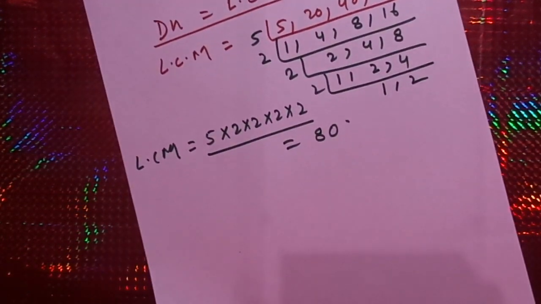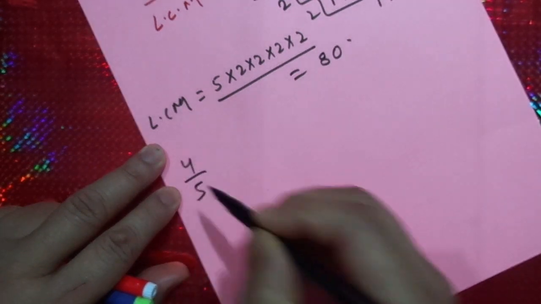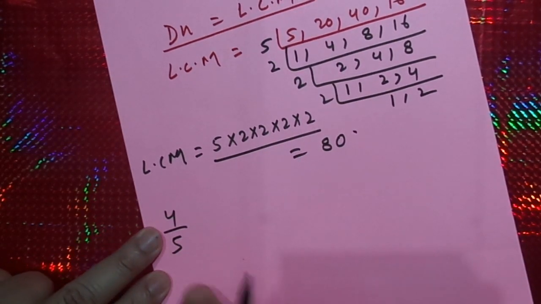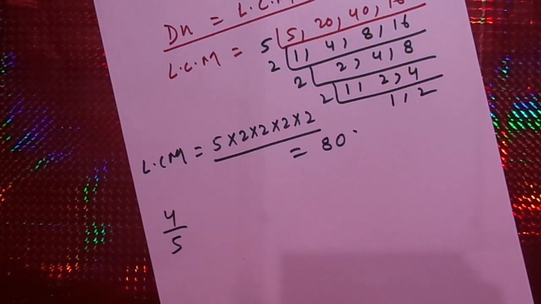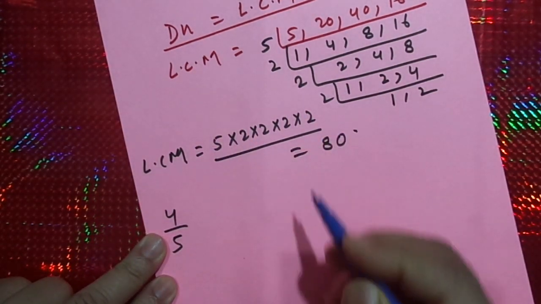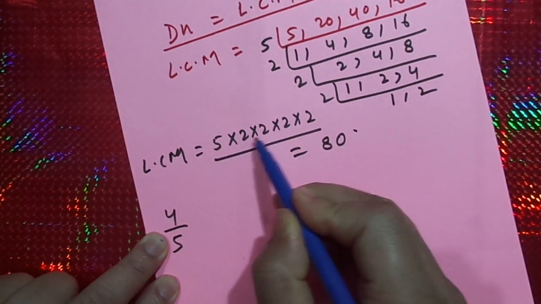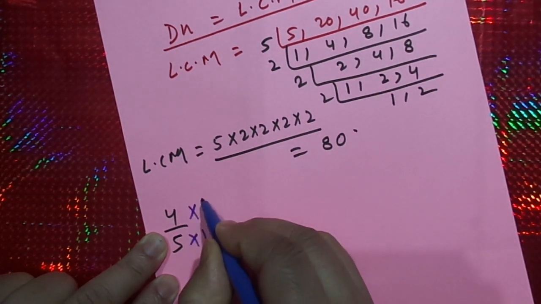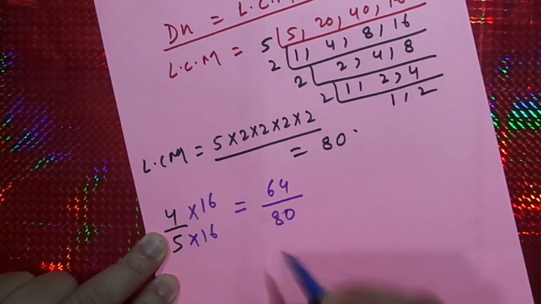Now, in order to convert each of these denominators, like 4 by 5, when you have 4 by 5 and you want to convert the denominator to 80, what we need to do is remove 5 from here. So once we remove 5 from here, we get 2 2s are 4, 2s are 8, 2s are 16. So we'll multiply both the numerator and the denominator by 16 and we get 64 by 80.